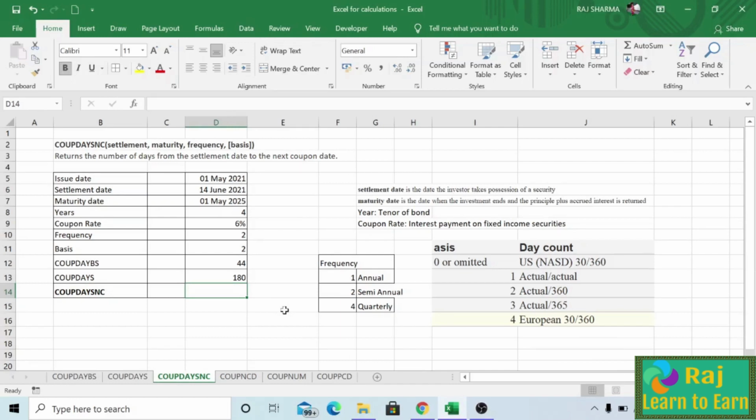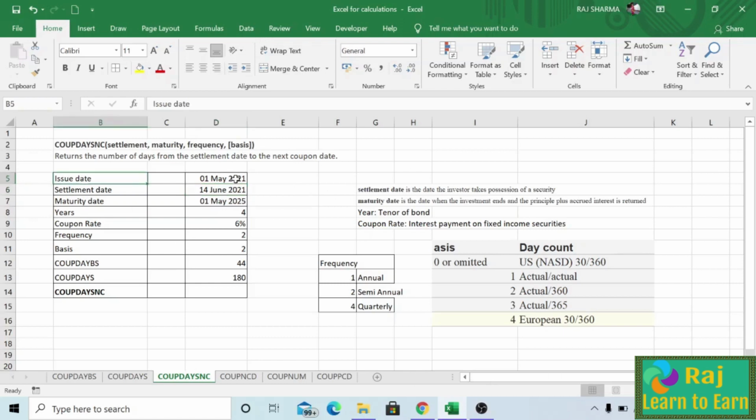This COUPDAYSNC formula is used for calculating the coupon period in bonds, and this particular formula gives us the number of days from the settlement date to the next coupon date. It means from this settlement date, how many more days are left for the payment of the next coupon. So let's understand it by an example.